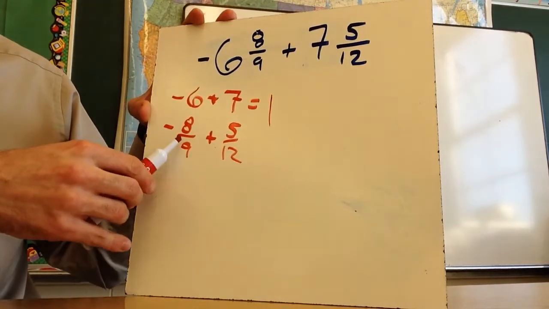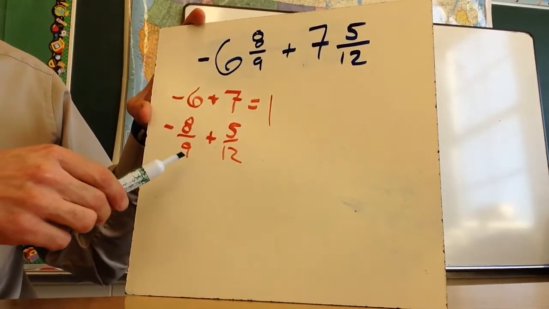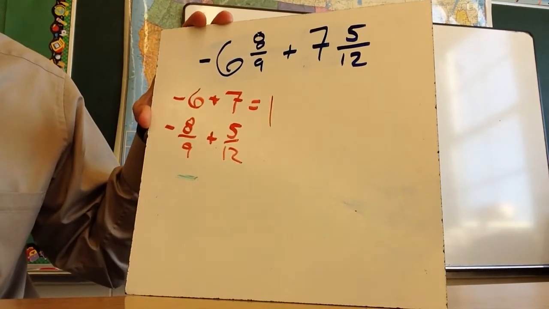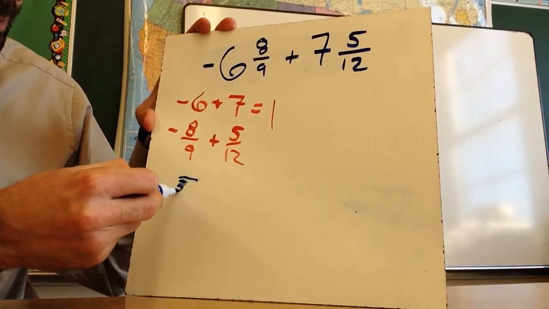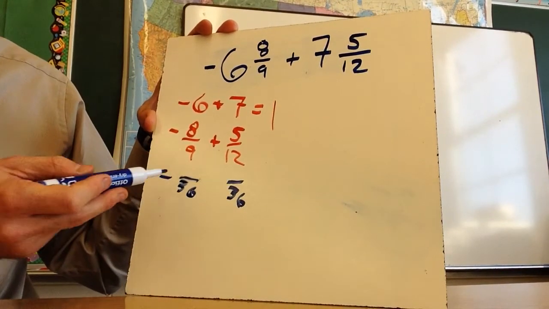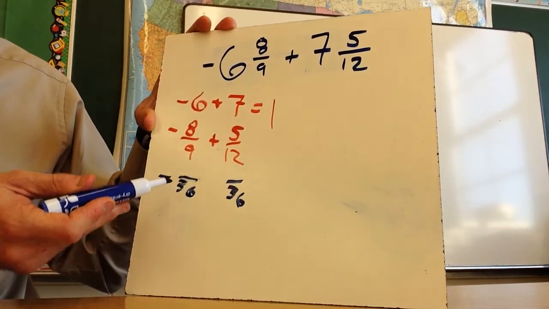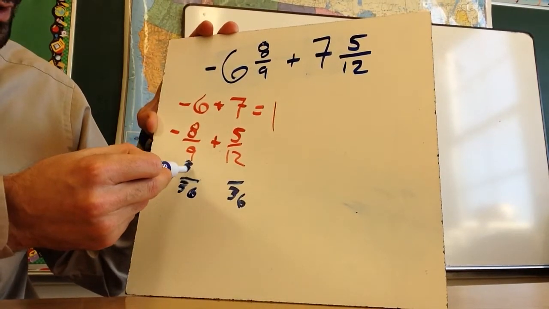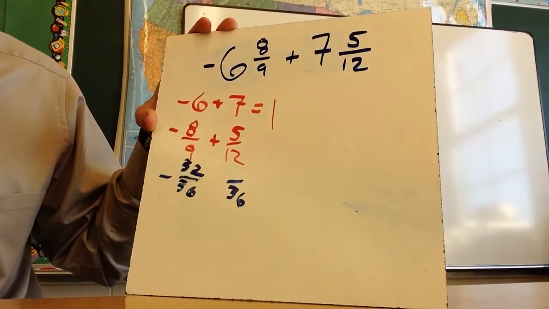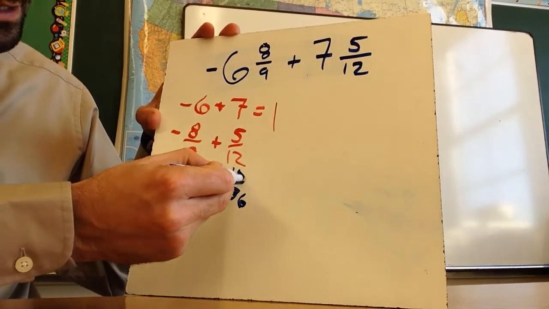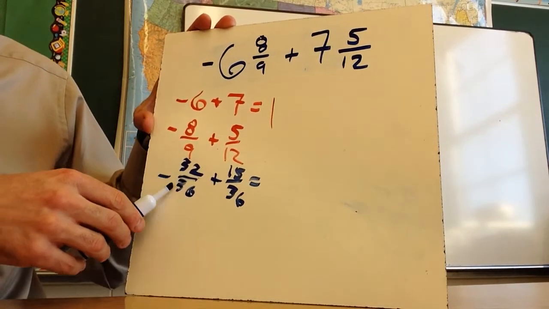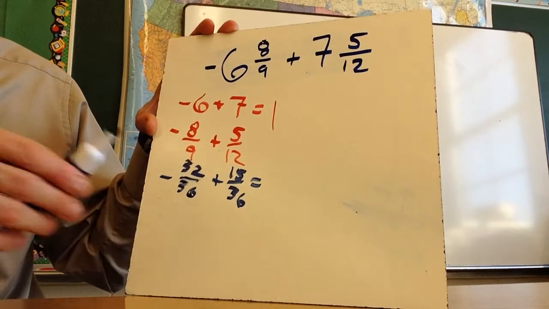Now this part is going to be easy. To do this, I need to create a common denominator, which, as I told you, was 36. So remember, this is negative. To get from 9 to 36, I multiply by 4. I take 8 times 4, which is 32. To get from 12 to 36, I multiply by 3. And you take 5 times 3, and that's 15. It's an addition problem. This is going to be -32/36 plus 15/36.